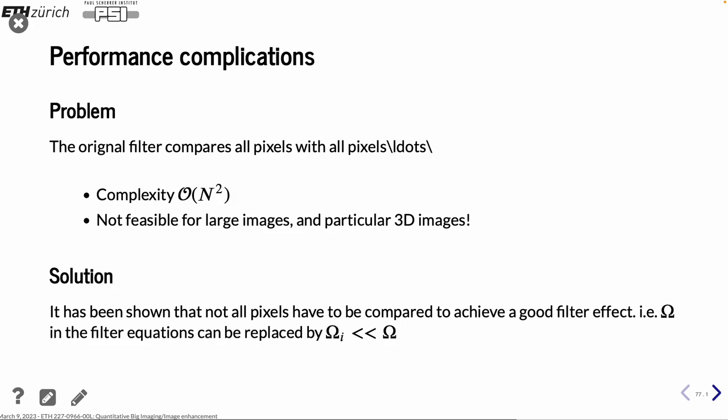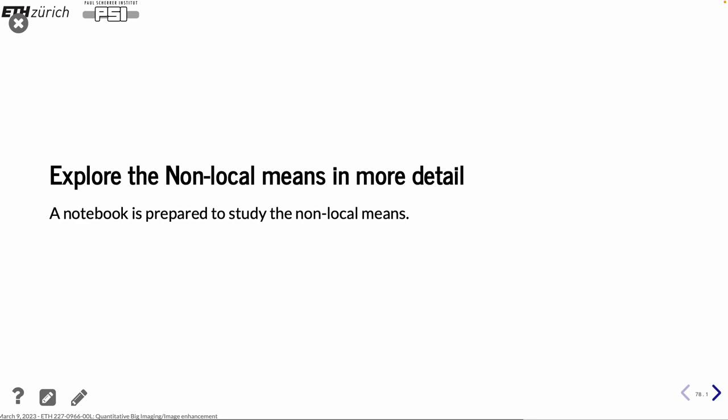But this is computationally quite heavy, because you have to compare every pixel with every pixel in the whole image, and that takes a little while. So, the non-local means in more detail: I have prepared a notebook, and you're of course welcome to take a look at it. From there you can maybe get some ideas of how it works and how it's focused on different regions in the data.